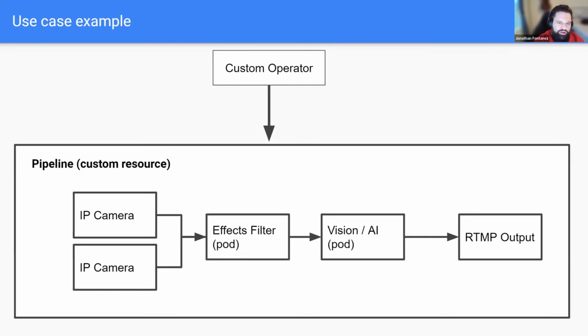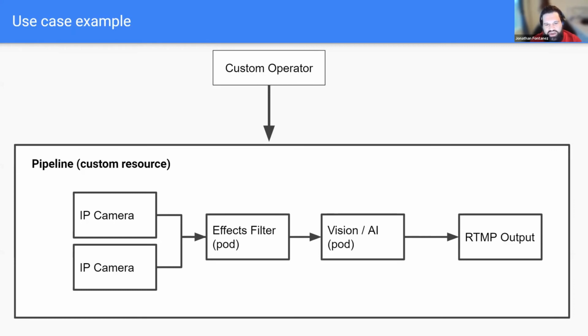I want 2 IP cameras. I want to run these applications that I've pre-built or that are from a marketplace. I want to use an effects filter, like something equivalent to Snapchat. And then I want to take those frames that are rendered and pass them to this other application, which is doing vision or AI, let's say, analysis to make sure that we have no content that is inappropriate. And then finally, I want to route all of that to a specific RTMP output. So maybe you want to stream this to Facebook Live or Twitch or something else.